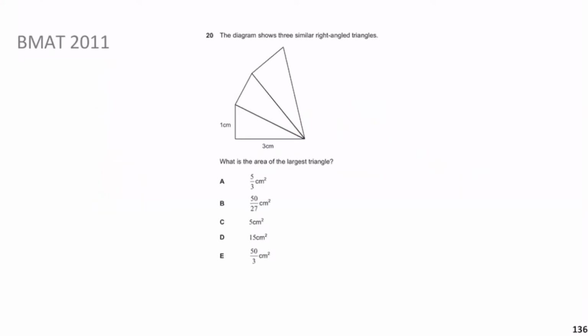This says the diagram shows three similar right-angled triangles. What's the area of the largest triangle? So, guys, pause the video, give yourself a minute. Be sure to be back after that minute, where we're going to go over the solution.